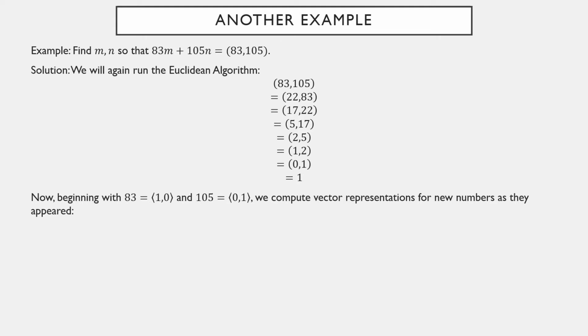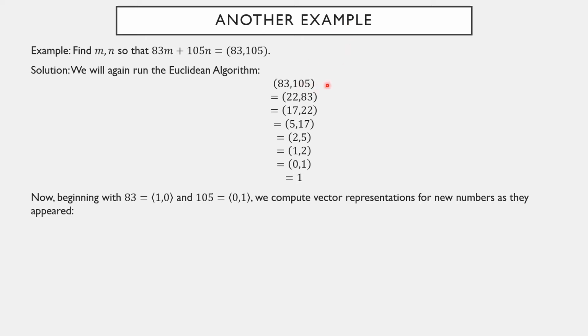Now we start with our vector notation. Okay, a vector is going to represent the first number times 83 plus the second number times 105, just because we put 83 first and 105 second. So 83 I'm going to write as 1 times 83 and 0 times 105. Conversely, 105 is 0 times 83 and 1 times 105.